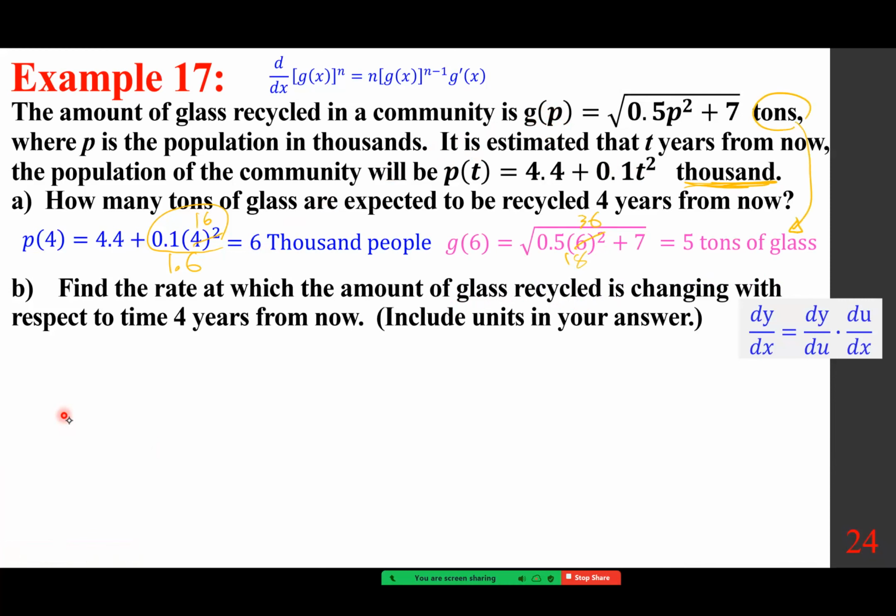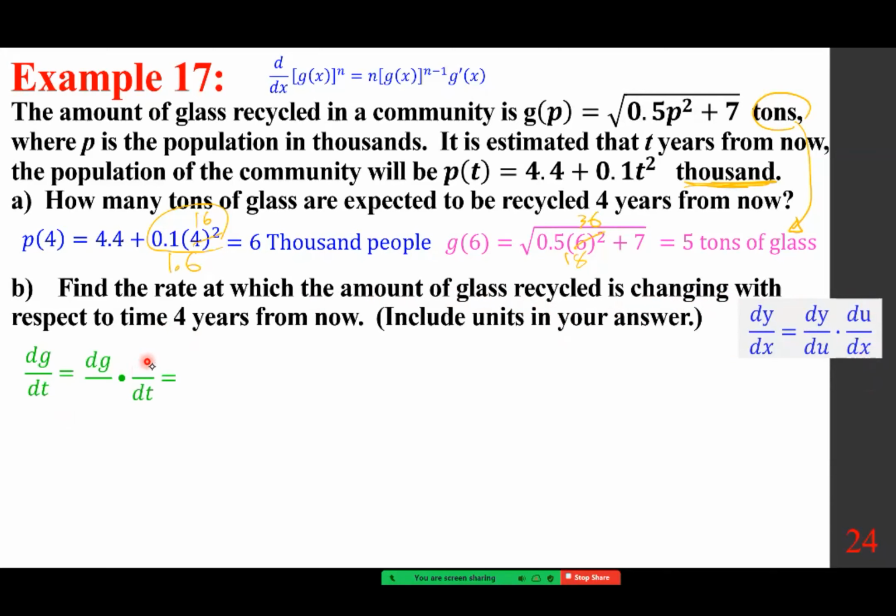All right, we're going to go with Leibniz's notation. dy dx is dy du times du dx. Because we want to find the rate at which the amount of glass, that means dG, is changing with respect to time, that means dt. So let me write dG dt. And then according to this formula, I'm going to put dG here and I'm going to put dt here. And I'm not going to put anything in between. We're going to figure it out.